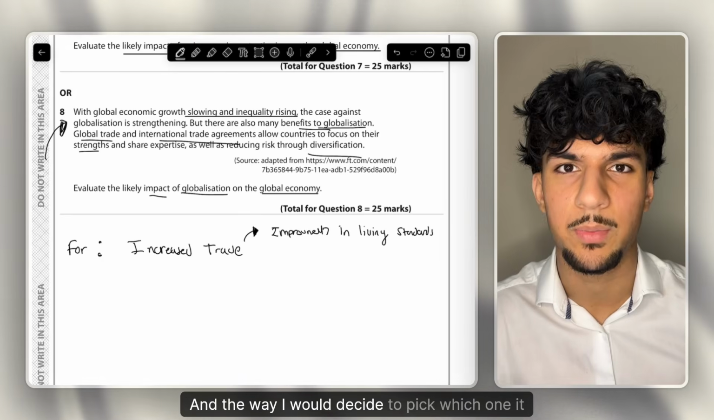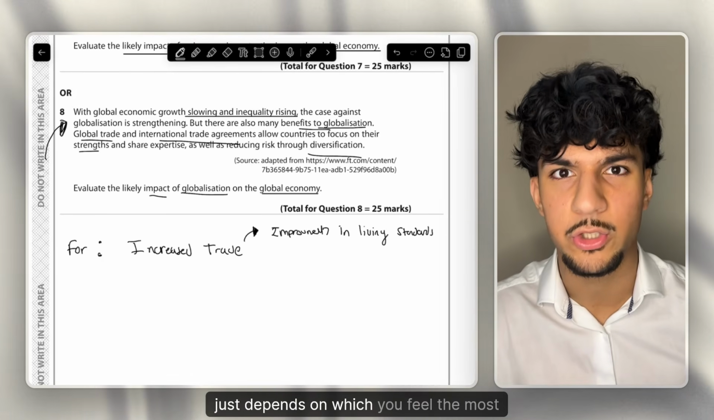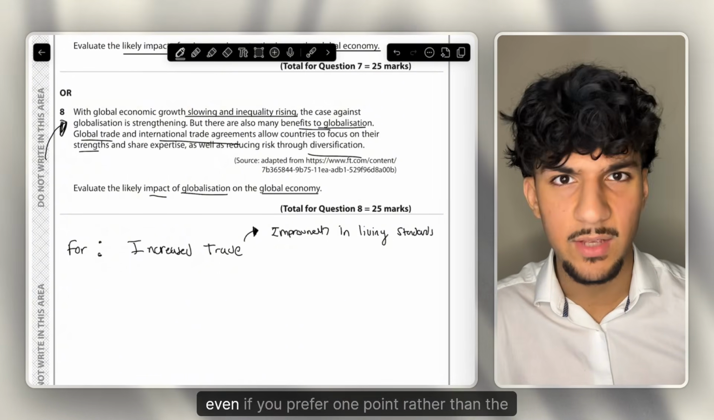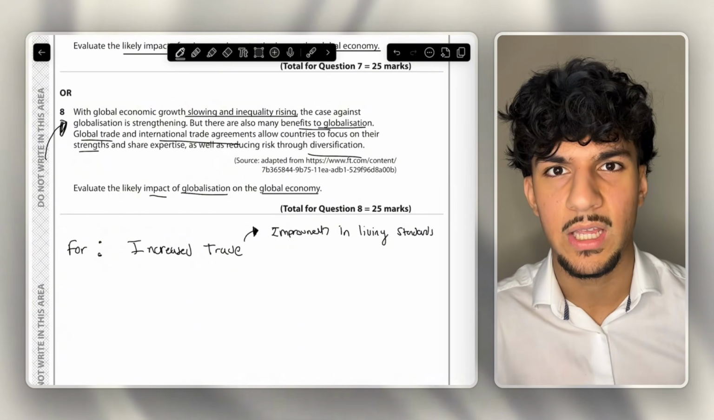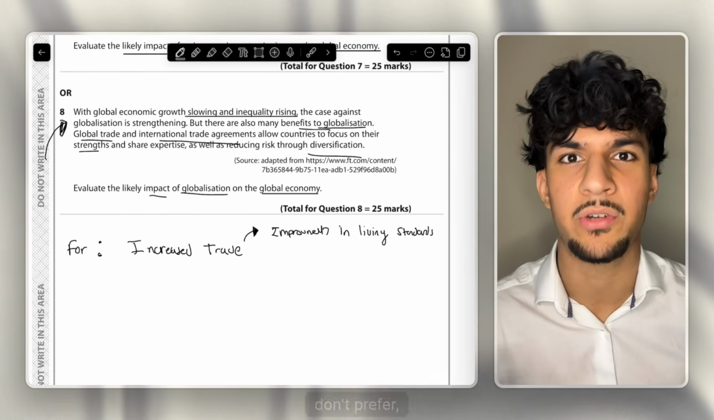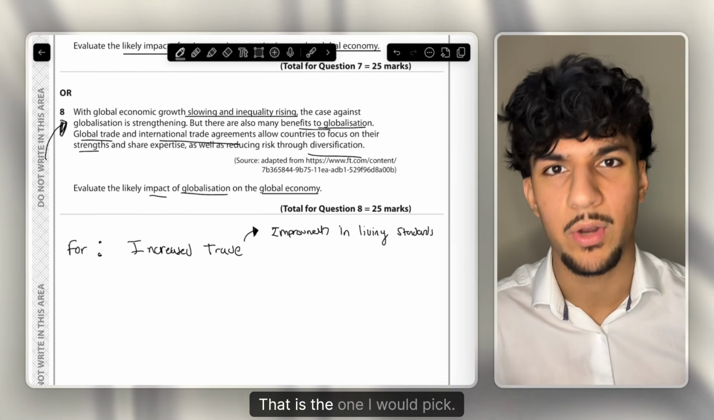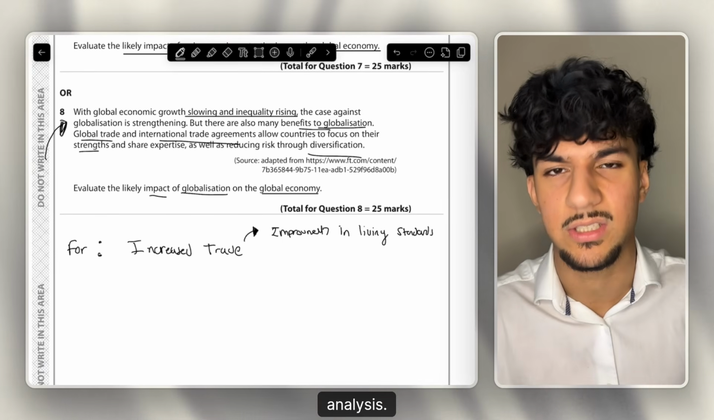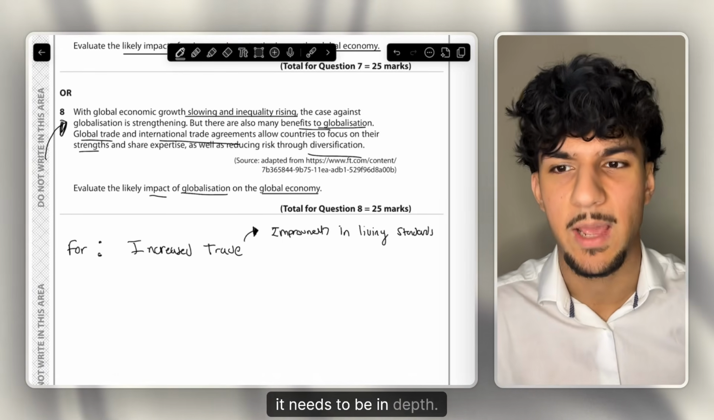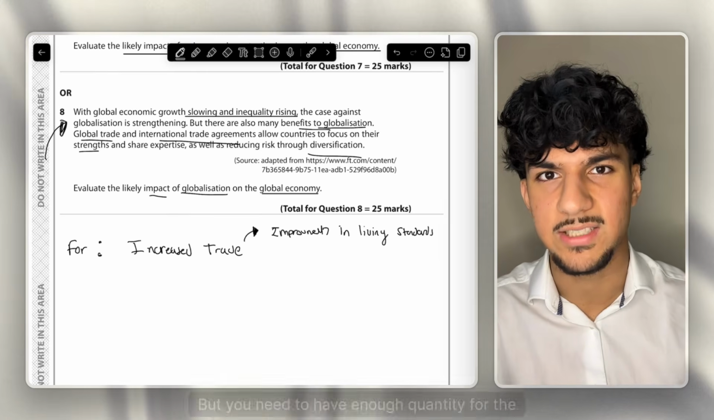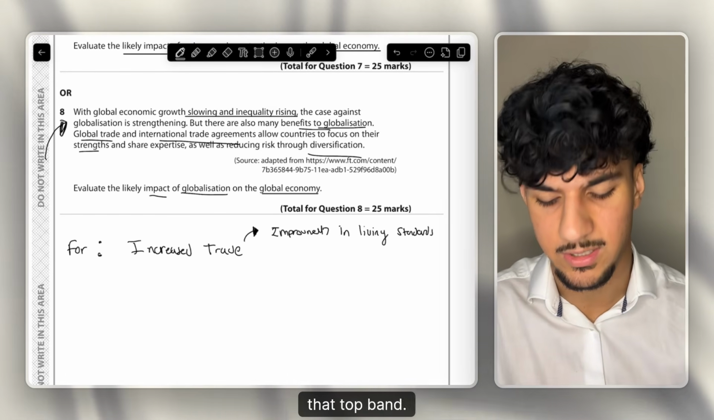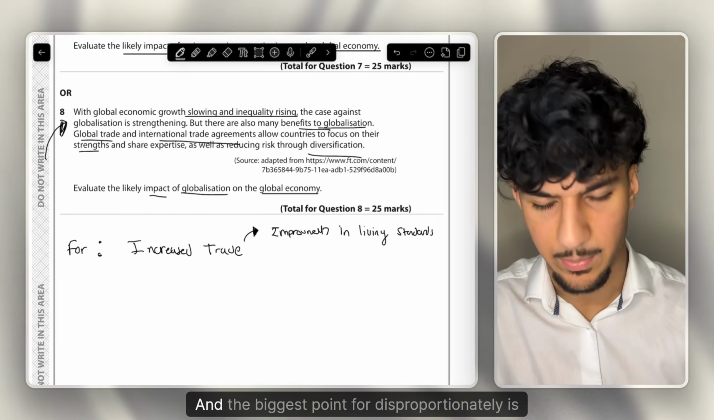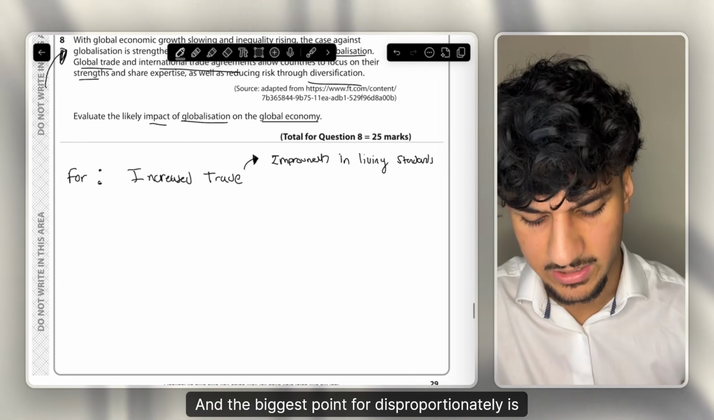And the way I would decide to pick which one, it just depends on which you feel the most comfortable with writing the longest chain of analysis. So even if you prefer one point rather than the other, if you believe you can write a longer chain of analysis for the one that you don't prefer, that is the one I would pick, since of course one of the main things that determines your mark is just your length of chain of analysis. Of course, it needs to be step by step, it needs to be in depth, but you need to have enough quantity for the examiner to give you those top marks, that top band. But if I was doing this 25 marker, I would probably do 1 point for and 1 point against, and the biggest point for disproportionately is increased trade.